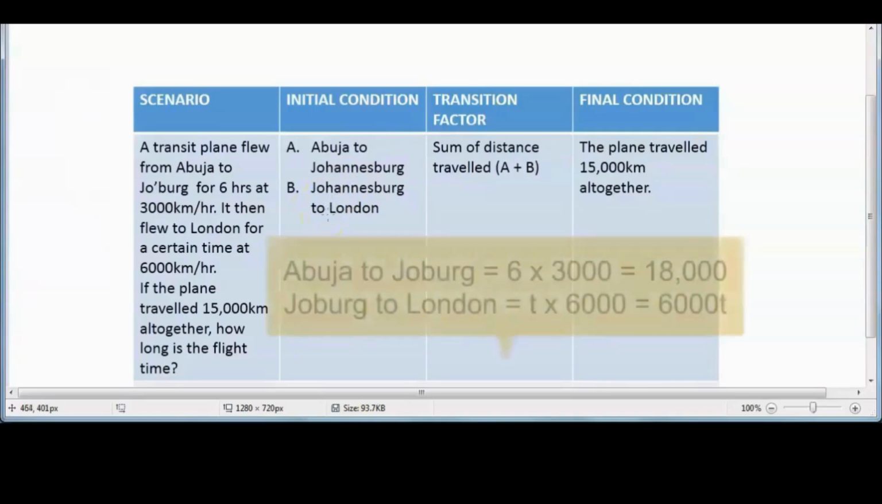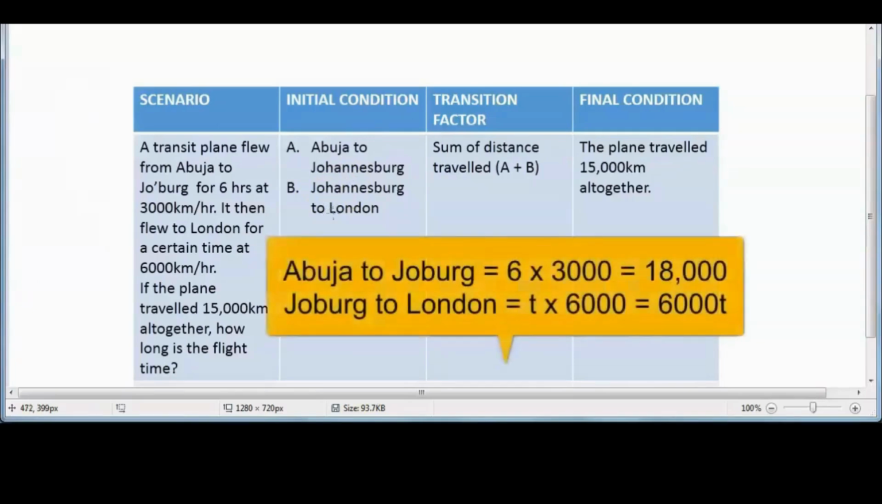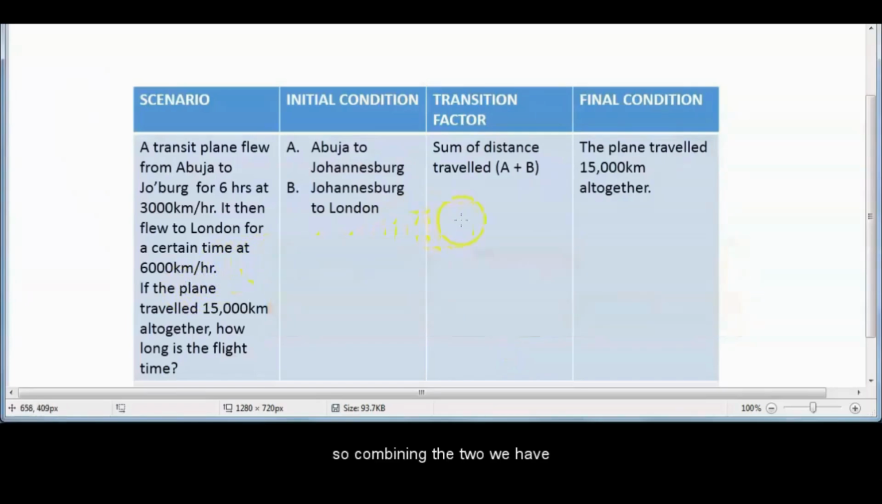This can be written as Abuja to Johannesburg equals 6 times 3,000. That is speed multiplied by time. T equals 18,000. That's the distance. From Johannesburg to London, T multiplied by 6,000. T is not known, the time. The statement says at a certain time. So it's 6,000 T.